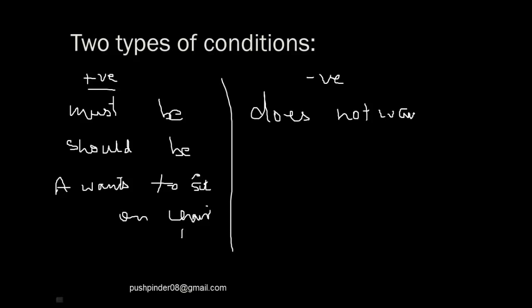So if he does not want to sit on the first chair, then it is a negative condition. I hope everyone is understanding what I'm trying to establish here. So there are 2 types of conditions. Now this must be coming into your mind, which condition to satisfy first: whether to satisfy the positive condition first or the negative condition first.